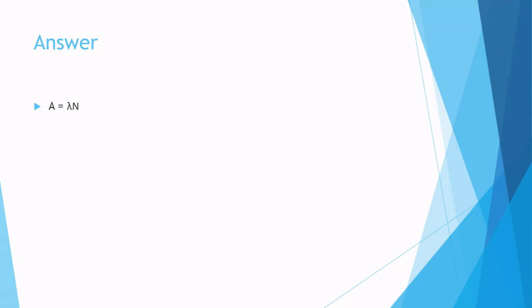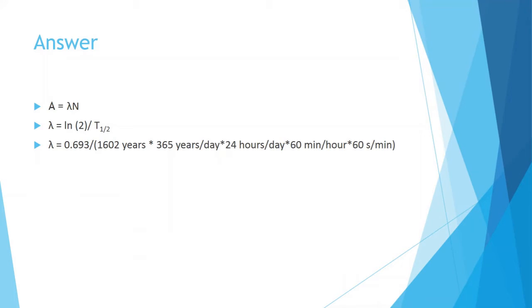First, we want to find the activity, which is found by multiplying the decay constant by the number of nuclei. The decay constant is equal to the ln of 2 divided by the half-life. Here we calculate the decay constant, but you will notice that we are converting the half-life from years into seconds. The decay constant is equal to 1.372 times 10 to the power of negative 11.